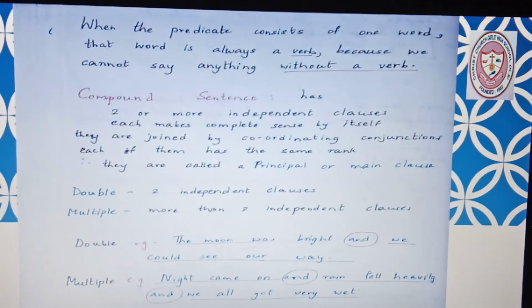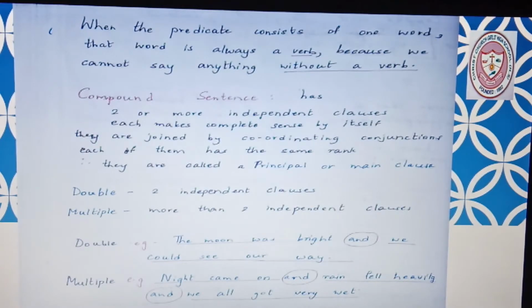Now, multiple compound sentence here. Night came on and rain fell heavily and we all got very wet. So here we see the first clause is, night came on. Makes complete sense. Rain fell heavily. That too makes complete sense. We all got very wet. So if they are separated and placed individually, they make complete sense. So they are independent clauses.